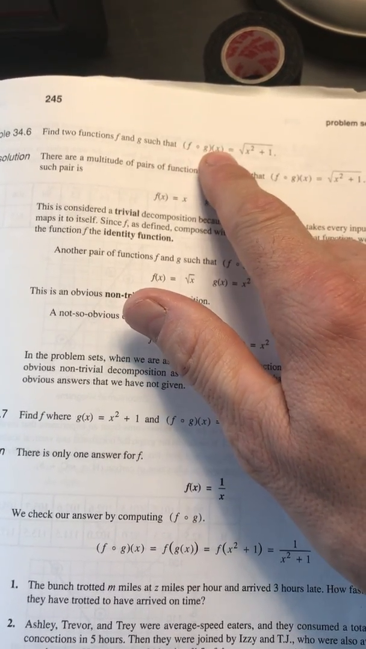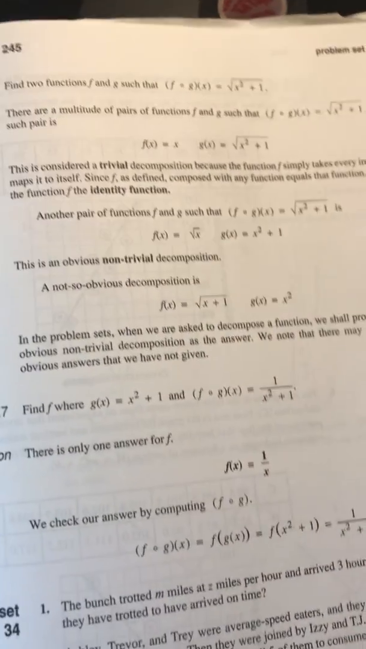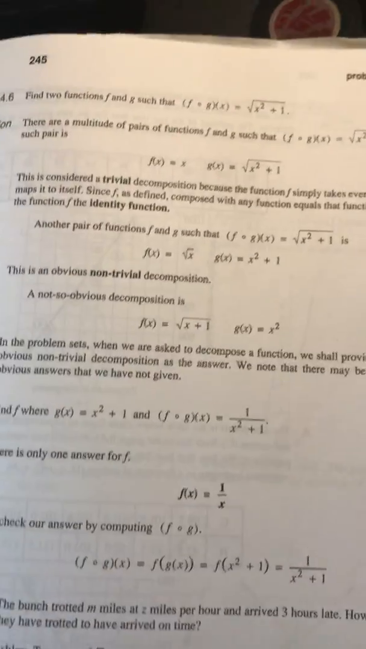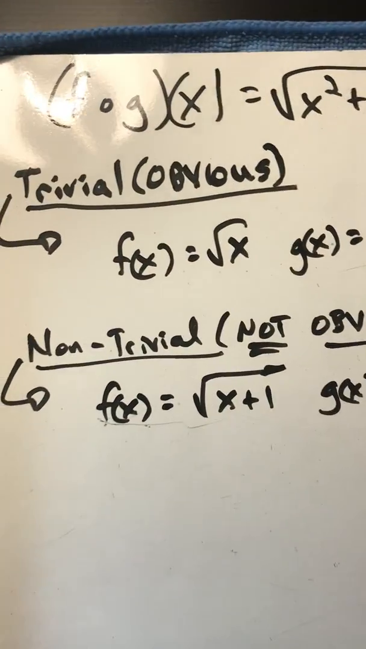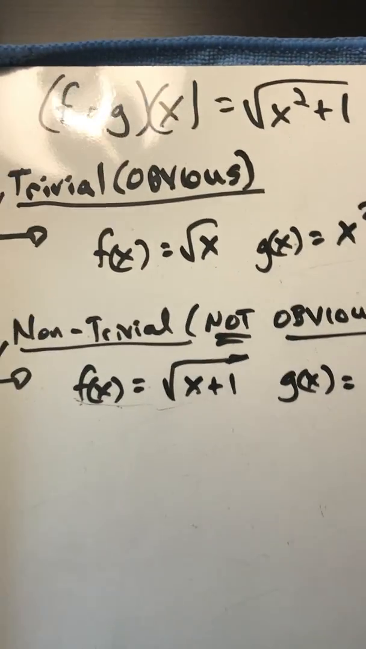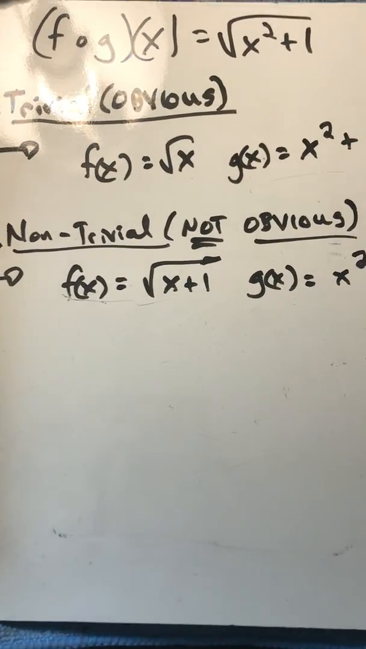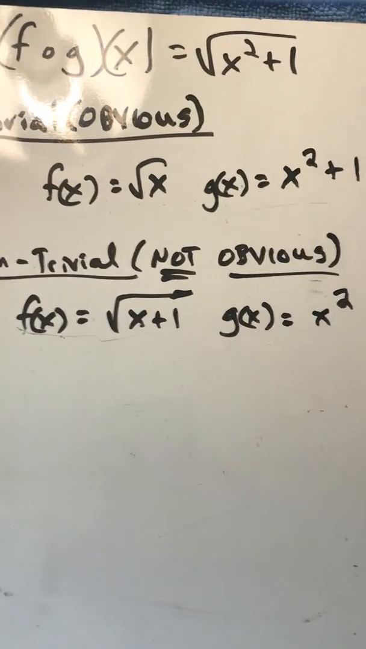What is f of x? What is g of x? And for a bunch of them, there's two answers. One of them is the trivial answer, which is obvious, and they don't really care about that answer. The other is the non-trivial, not so obvious one. That's the one they want.